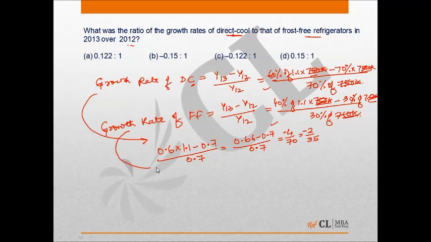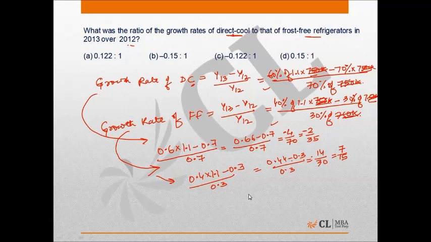Let's look at the growth rate of FF. This is 0.4 into 1.1 minus 0.3 upon 0.3. So this is 0.44 minus 0.3 upon 0.3. So this is 44 minus 30, which is 14 upon 30. This is a positive value, which can be written as 7 upon 15.